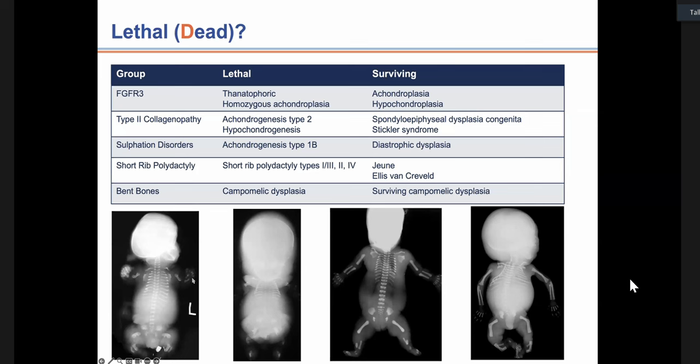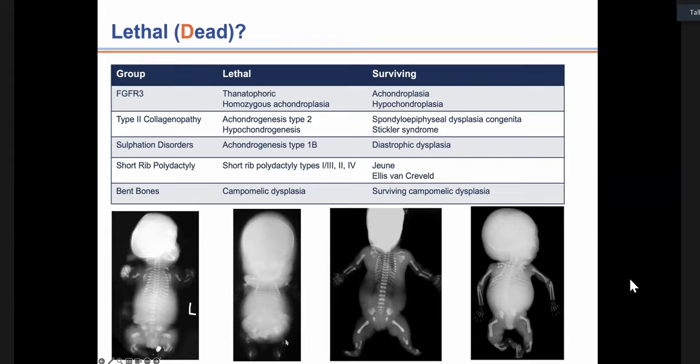And here is the fetus with thanatophoric dysplasia, with the bowed telephone receiver femora that are short. If I blew this up, you'd see the horizontal trident acetabulum. You see the micromelia. You see the very short ribs. And this is type 2 with the cloverleaf skull.